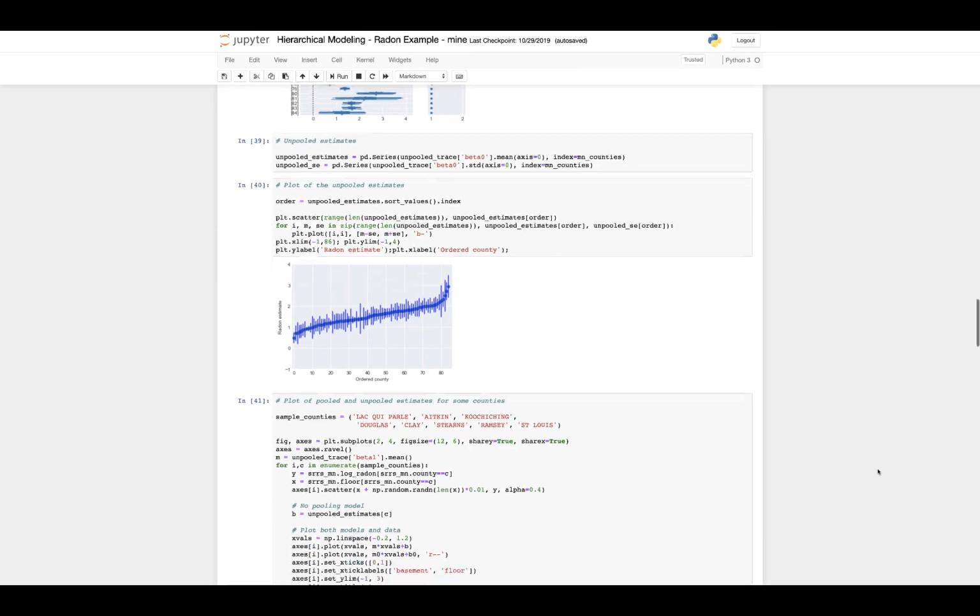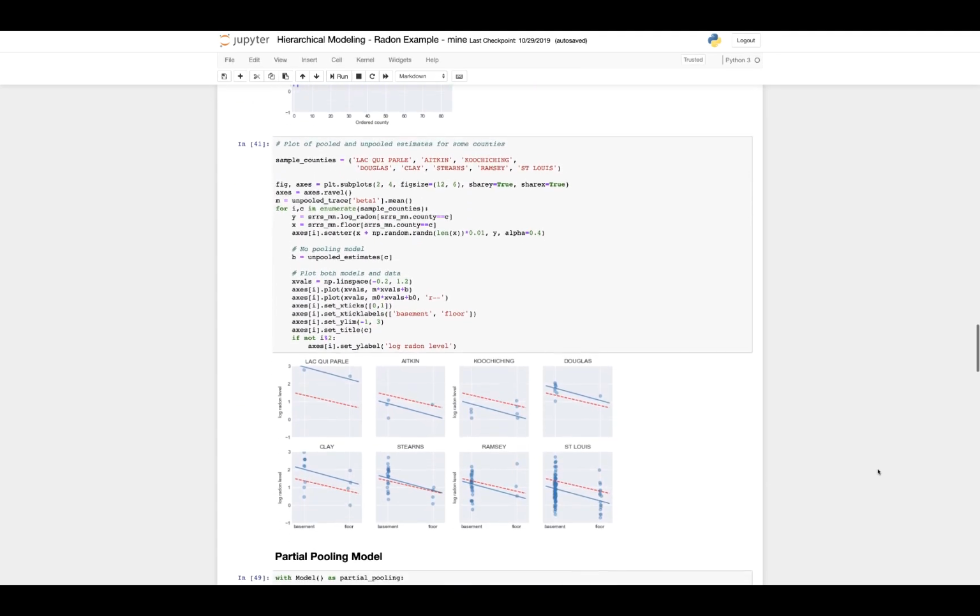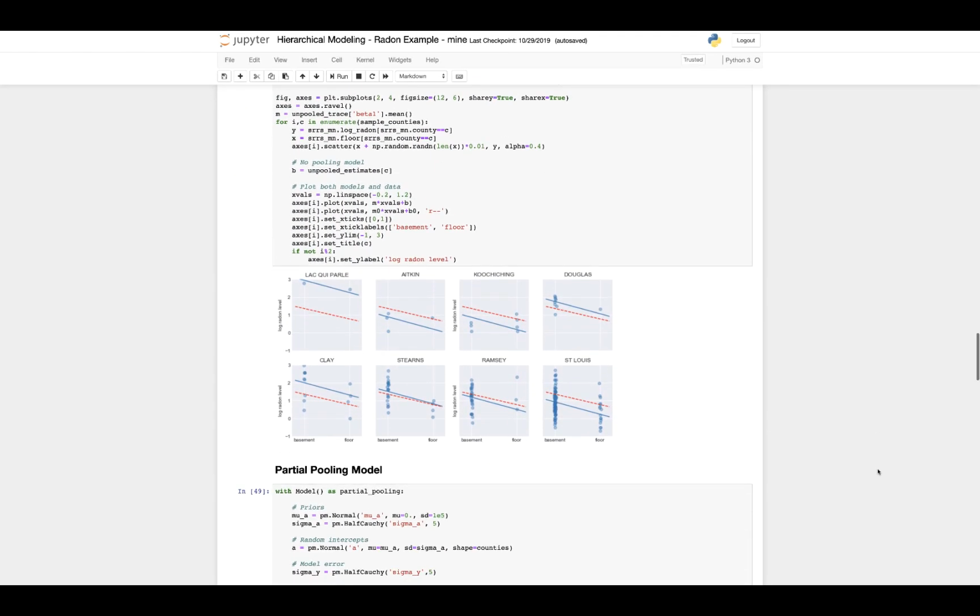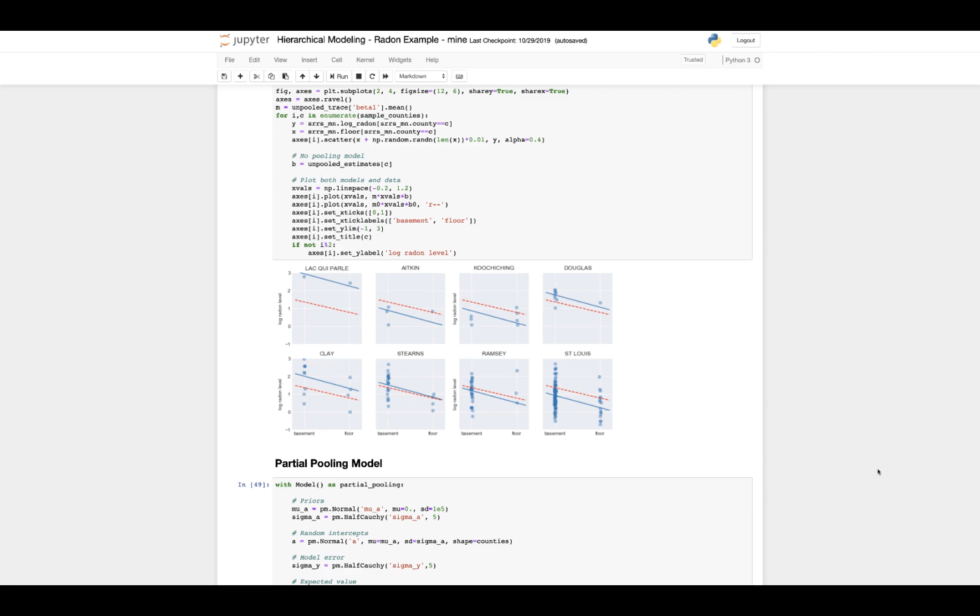And finally, most dramatically, we can take a look at the counties with the least number of observations. The population size is small. They have a small number of observations, and the ones with a large number. And the ones with the small are shown in the top row in these figures.